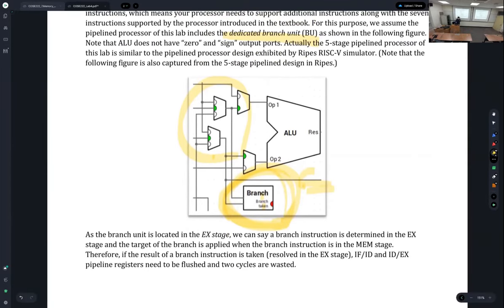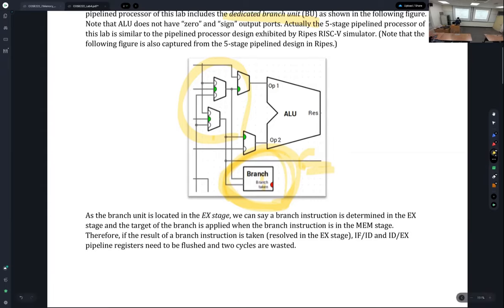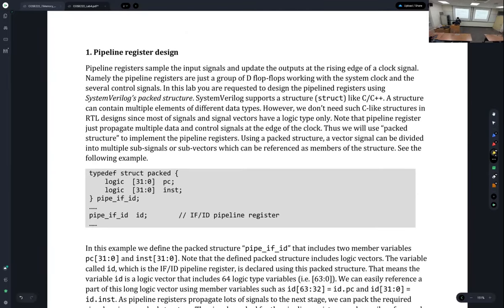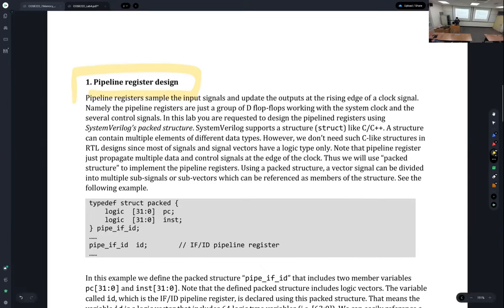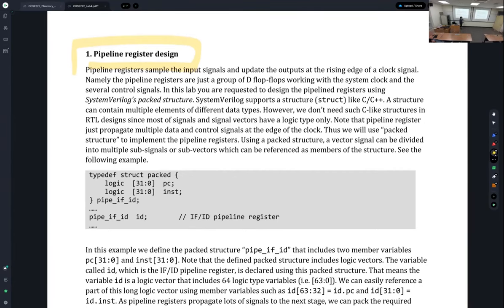Like the previous lab assignments, I also provide the skeleton code for this pipeline processor. You can just build the missing parts in the SystemVerilog file. But in the pipeline processor architecture, you need to design the pipeline registers. Pipeline registers are flip-flops, okay? SystemVerilog supports a specific data structure called struct, okay? Structure.